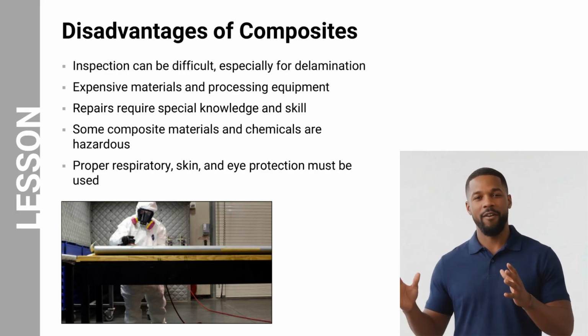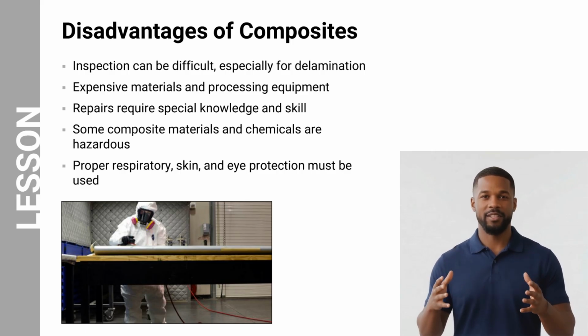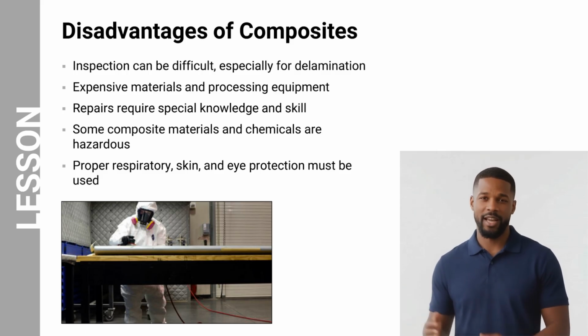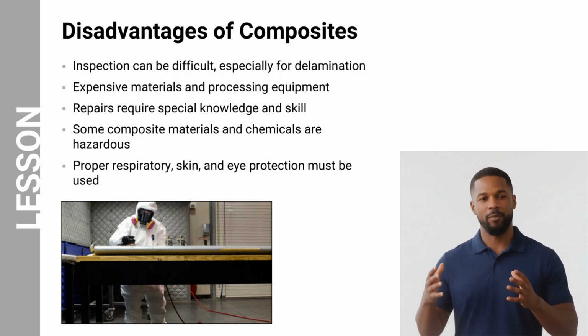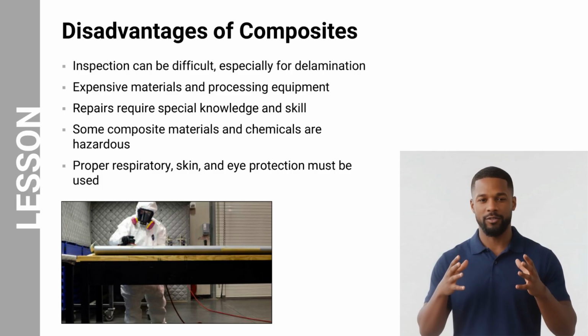While composites offer many advantages, they also have limitations that must be considered. Inspection of composites can be difficult, especially when detecting internal defects such as delamination. The materials and processing equipment are often expensive, and repairs require specialized knowledge and training. Additionally, some composite materials and chemicals can be hazardous to health. As shown in the image, protective equipment is required when working with composites to prevent exposure to harmful particles and vapors.